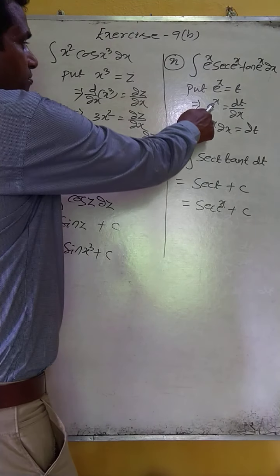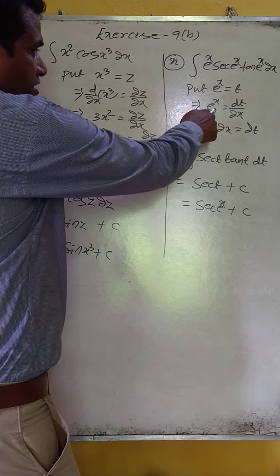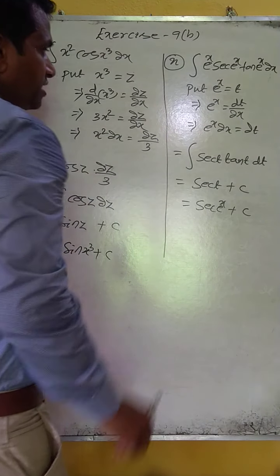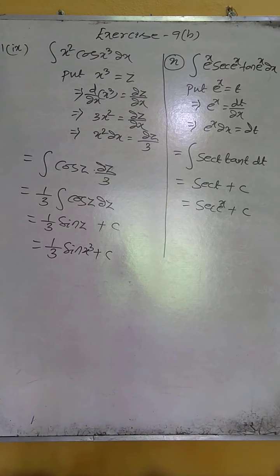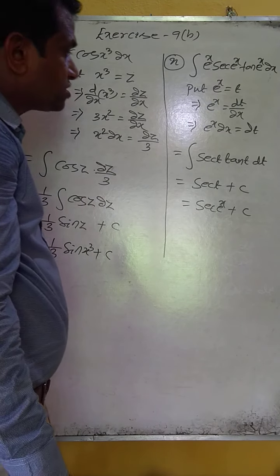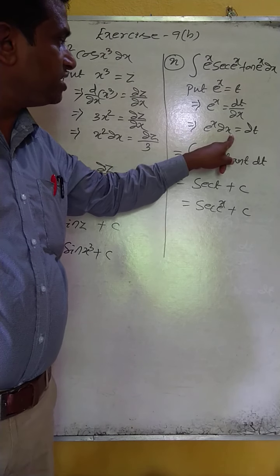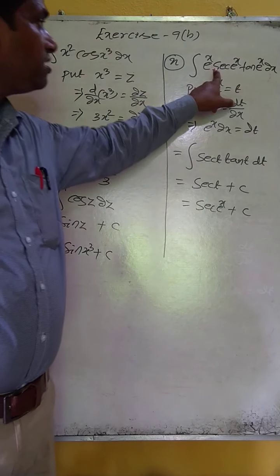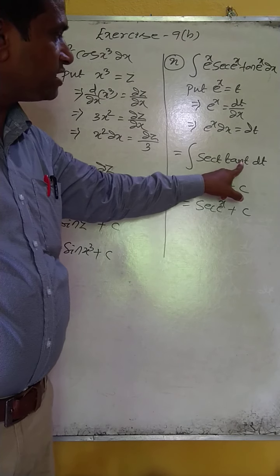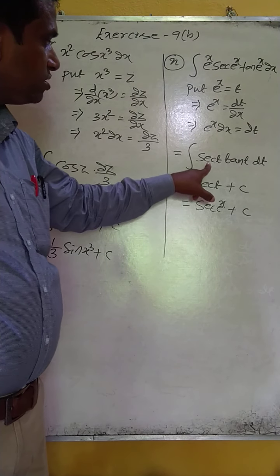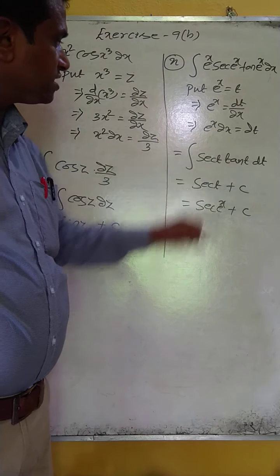So differentiate both sides, we get e to the power x is equal to dt by dx, because the derivative of e to the power x is e to the power x. So e to the power x dx is equal to dt. So the integrand becomes sec t tan t dt. We know the integral of sec t tan t is equal to sec t plus c. So put in place of t e to the power x, we get sec e to the power x plus c.